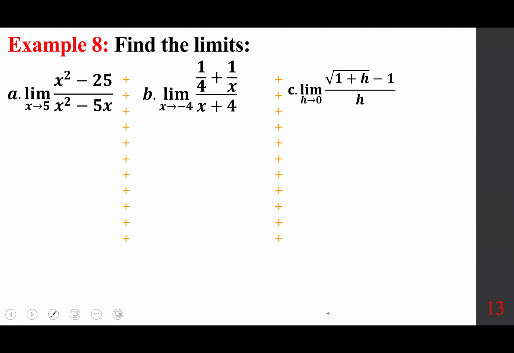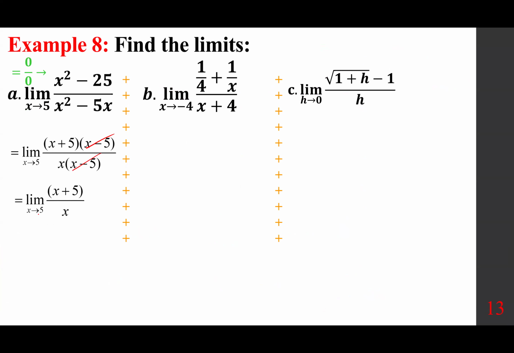Let's move on and see what happens here. If you plug in, you get 0 over 0, and the technique is factoring because x is approaching 5. We should have a factor of x minus 5. We do. And if you plug in, you get 10 over 5, which is 2.